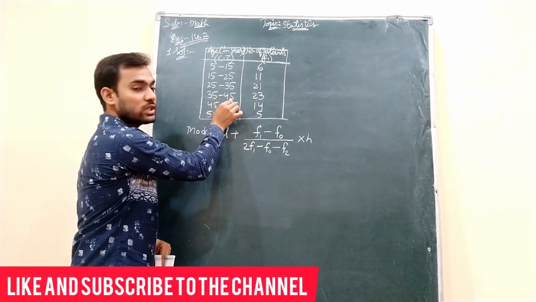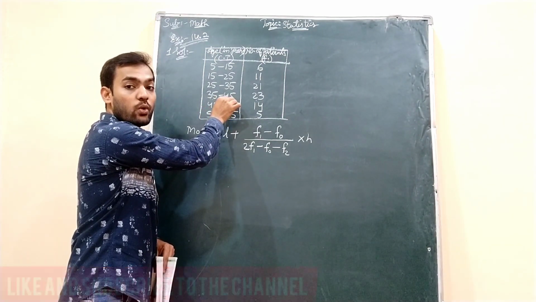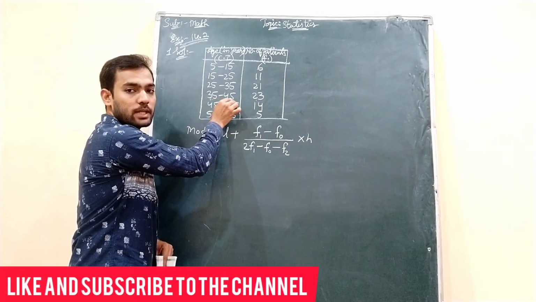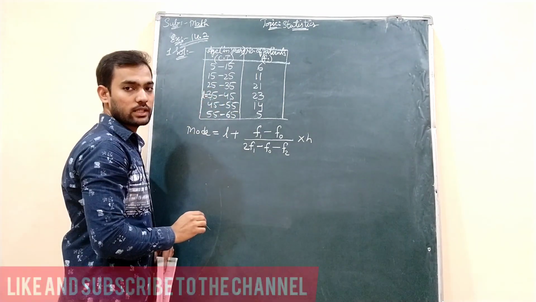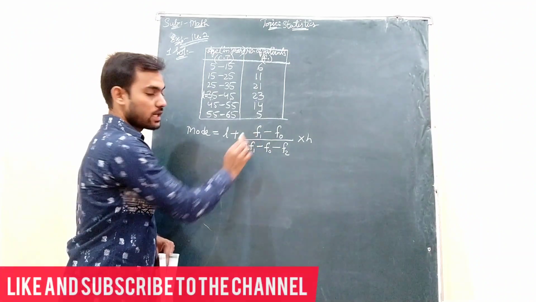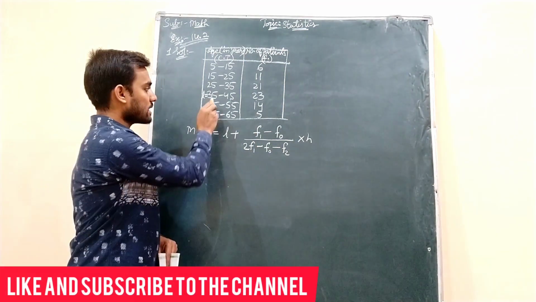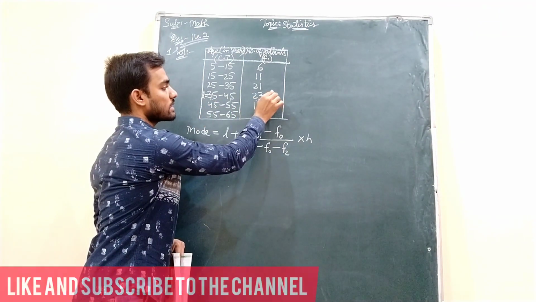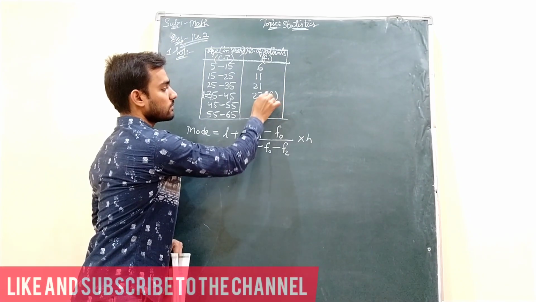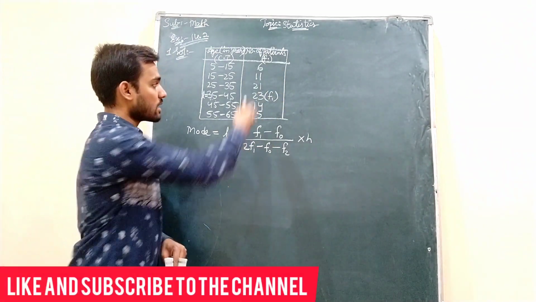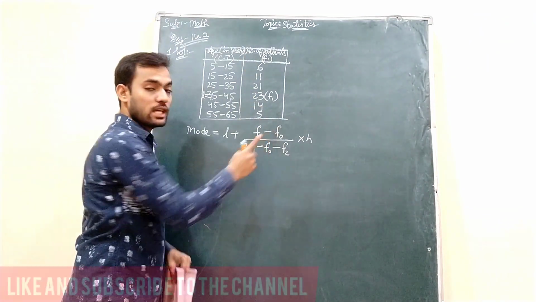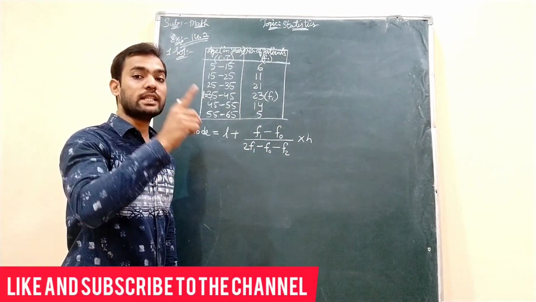But you need not take both the values. You need to take only the lower boundary. This is the lower boundary, this is the upper boundary. So we will take this as L. Then F1, frequency of the modal class. As this is the modal class, this frequency is F1. F0, this is the frequency of the class. There are many frequencies, but F0 is the frequency of the class preceding the modal class.